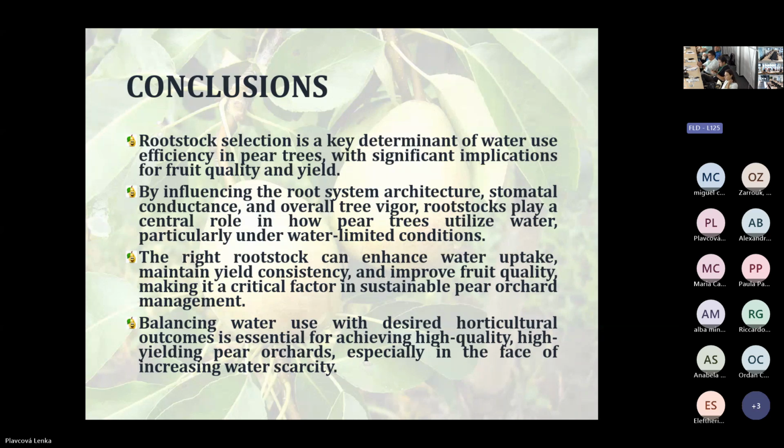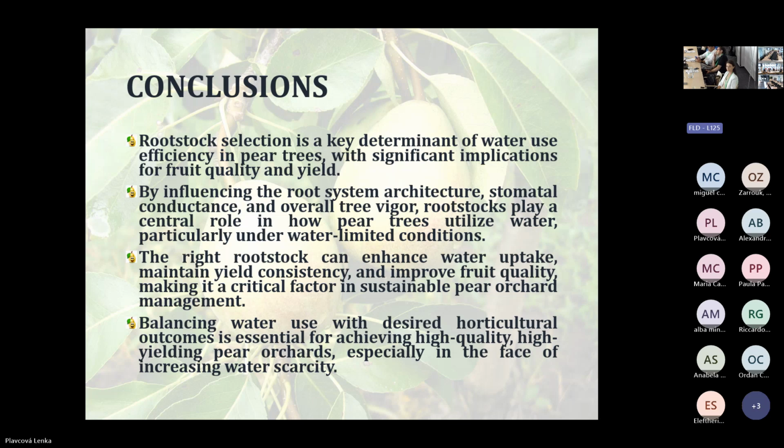Rootstock selection is a key determinant of water use efficiency in pear trees, with significant implications for fruit quality and yield. By influencing the root system architecture, stomatal conductance, and overall tree vigor, rootstocks play a central role in how pear trees utilize water, particularly under water-limited conditions.